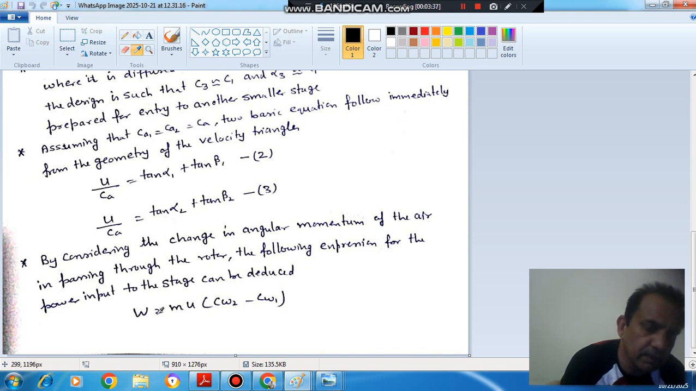And work done is W equals m U (CW2 minus CW1), the change in whirl component multiplied by U. So that is your work done. This is your relationship between angles, speed and axial velocity.